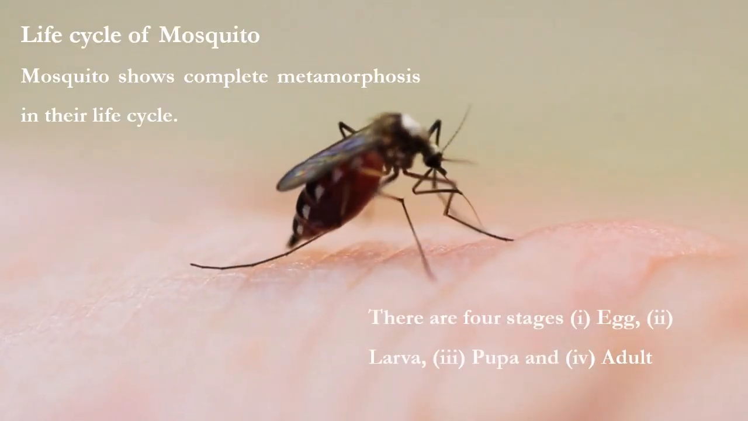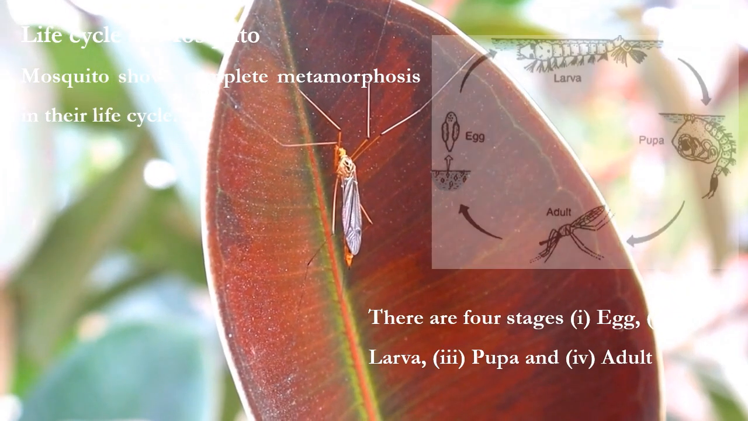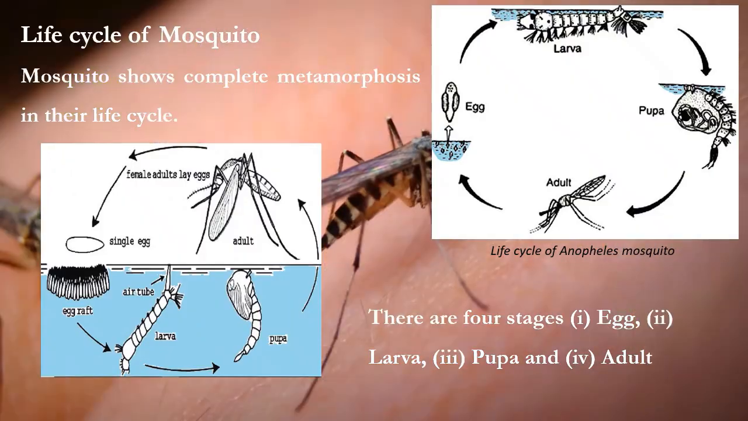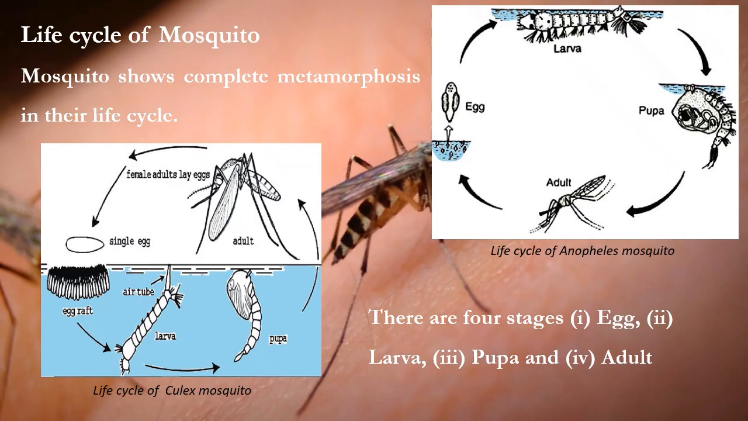Life cycle of mosquitoes. Mosquitoes show a complete metamorphosis in their life cycle. There are four different stages in the life cycle of Anopheles and Culex mosquitoes. They are egg, larva, pupa, and adult.